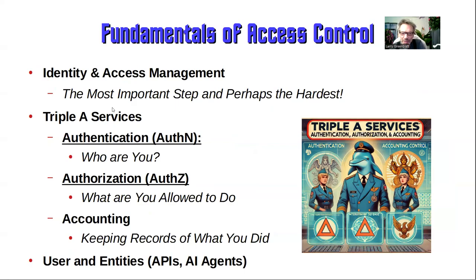So identity and access management is the most fundamental thing. I need to know who you are before I can get started. AAA services: authentication, who are you? Authorization, what are you allowed to do? And accounting, let's keep records. And it's more than just people. It's APIs and AI agents, with hundreds or thousands being rolled out every second now. I don't know what's being rolled out. It's just amazing. With Stargate, I think they pulled the cork and the genie's out.